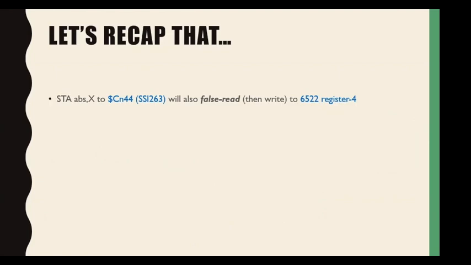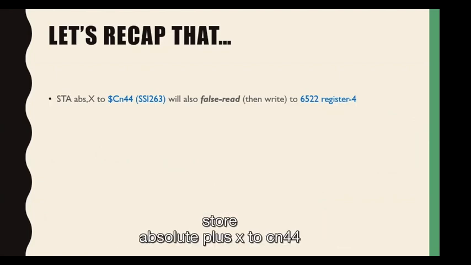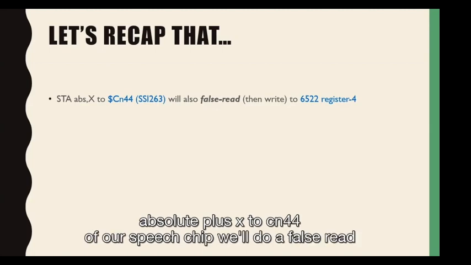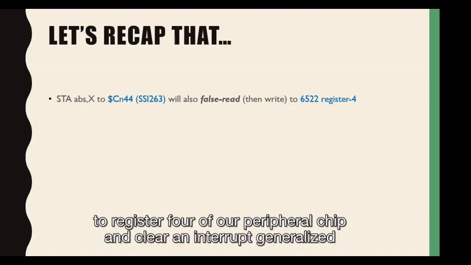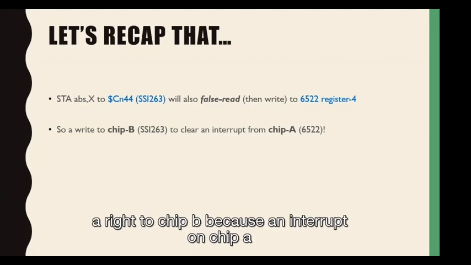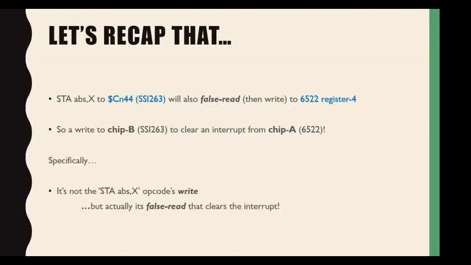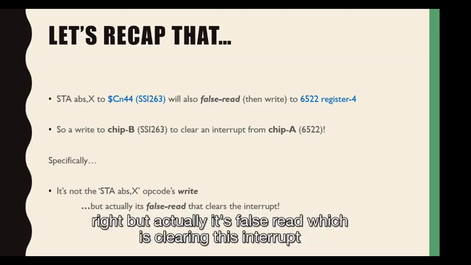Now let's take a moment to recap this. Store absolute plus X to CN44 of our speech chip will do a false read to register 4 of our peripheral chip and clear an interrupt. Generalized, a write to chip B clears an interrupt on chip A. And specifically, it's not the opcode's write, but actually its false read which is clearing this interrupt.